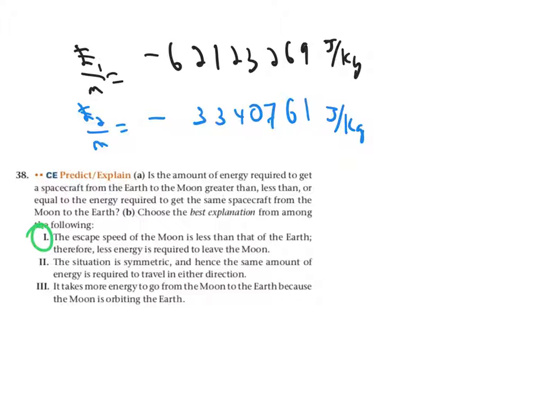Their argument here is probably sound, which is that the escape speed is less. It's easier to escape the Moon to infinity than to escape the Earth to infinity, so it should take less energy to go from Moon to Earth than vice versa. That was long and roundabout to get to the same conclusion, and if you quailed at doing that, I don't blame you.